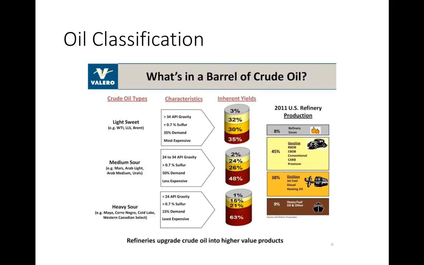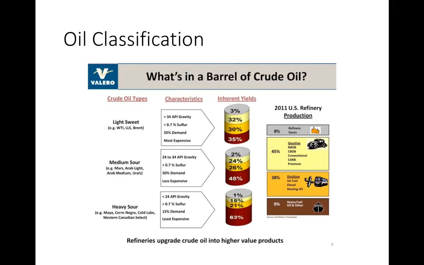Now, why do we care about these different types of oils? What can we get out of them? So if you look at the characteristics of the oil, we already talked about the API gravity and the sulfur content, but there's also a certain amount of demand. As I already mentioned, countries that are trying to decrease their sulfur emissions are not going to want high sulfur containing oils, and so they'll have a lower demand in those regions. Light sweet has about 35% of the world demand, medium sour has about 50%, and then heavy oils have a very low demand. But they're also the least expensive.